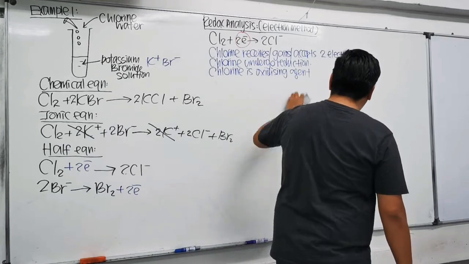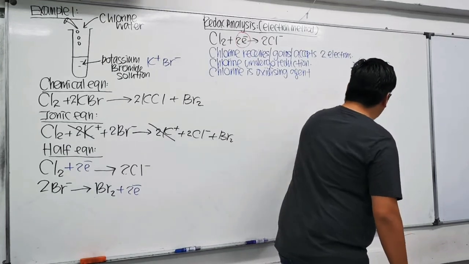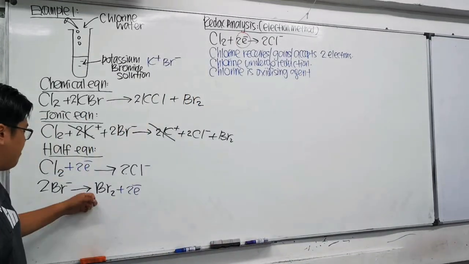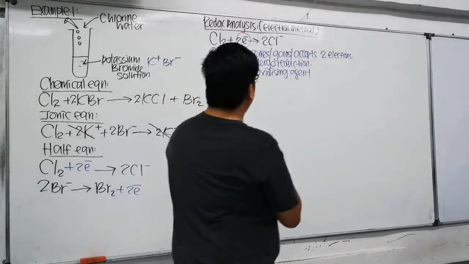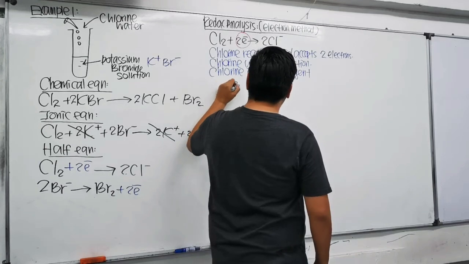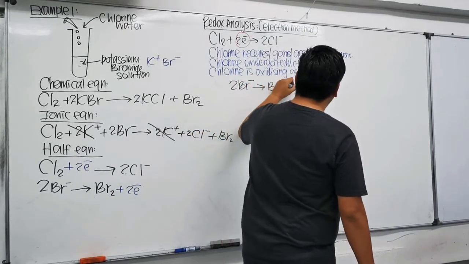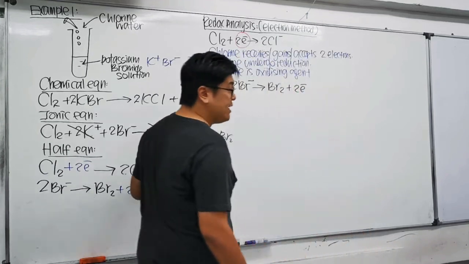Okay, we're not done yet. We have one more half equation to go. Now, let's refer to our second half equation. The second half equation is here. Come, let's transfer to here. 2Br minus now becomes Br2 coupled with 2e. This equation I didn't memorize, I produced it myself just now.